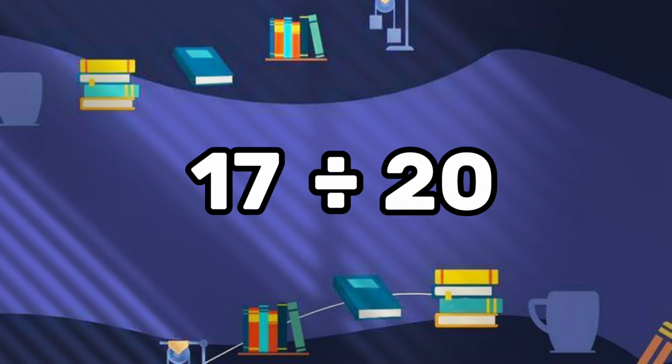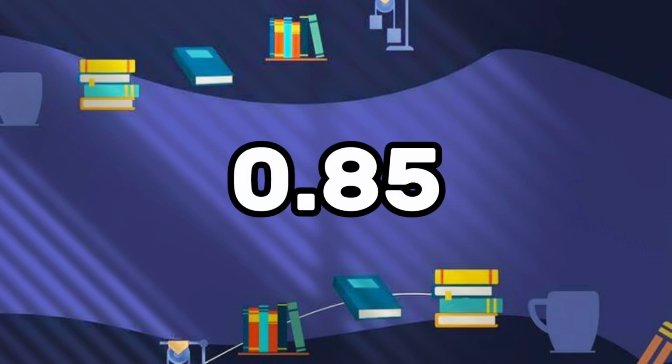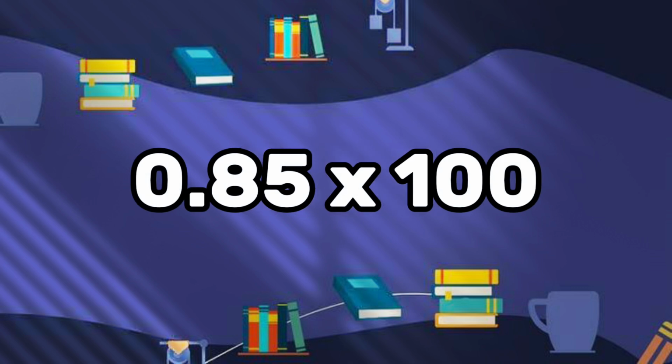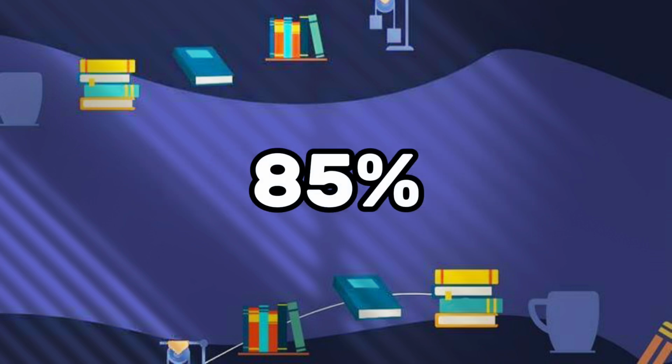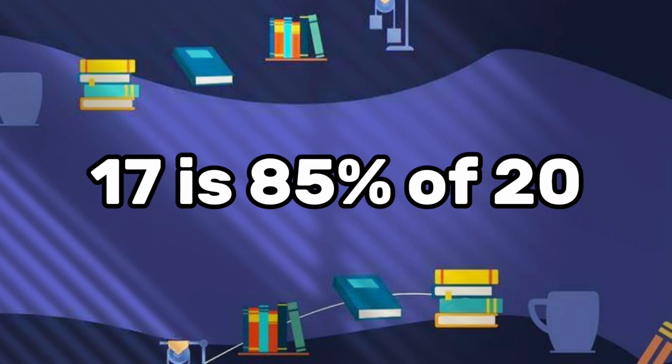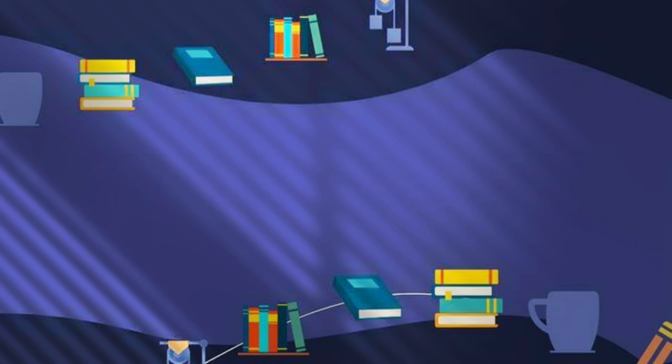17 divided by 20 is 0.85, and all we have to do now is to multiply that decimal by 100. That makes it 85. So the answer is that 17 is 85% of 20. There you have it. I hope you learned more about percentages now.